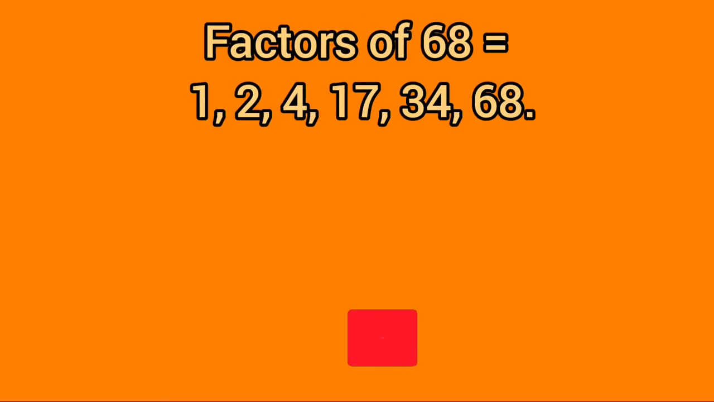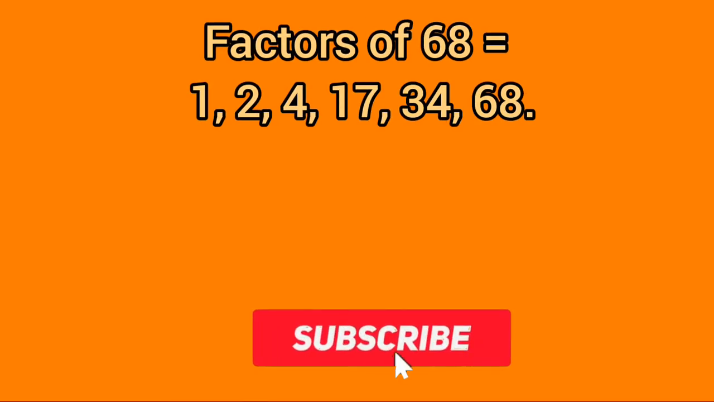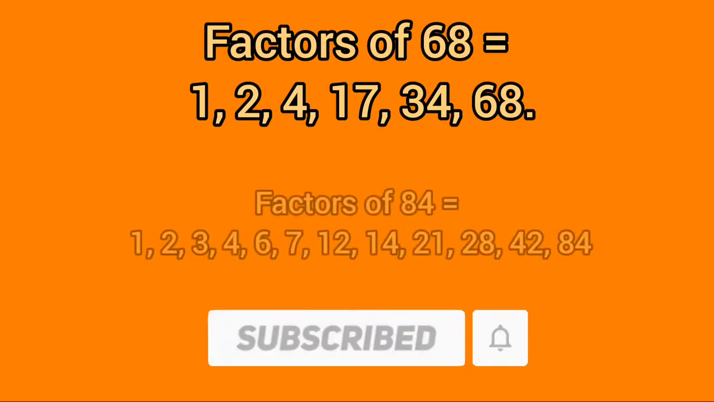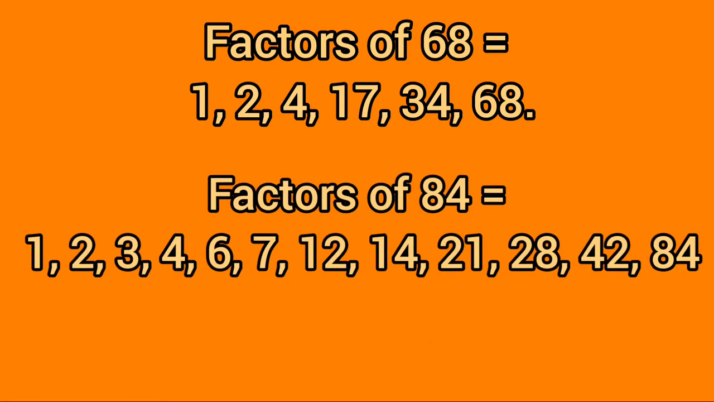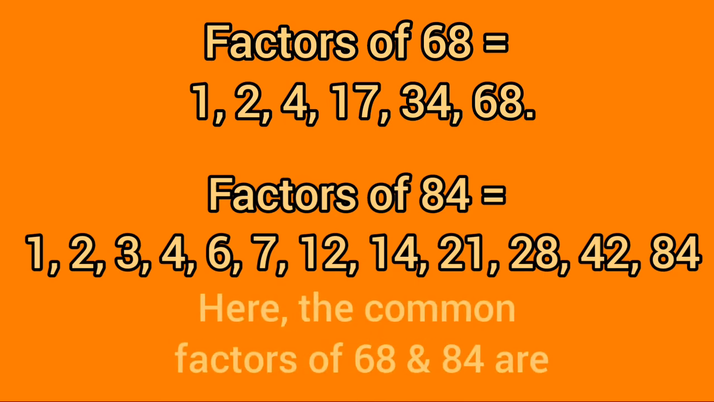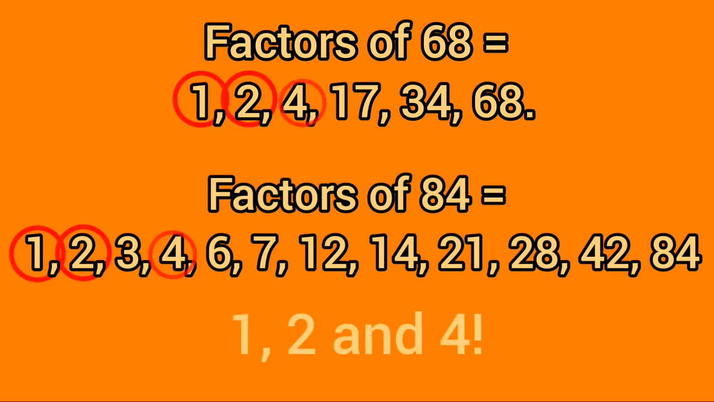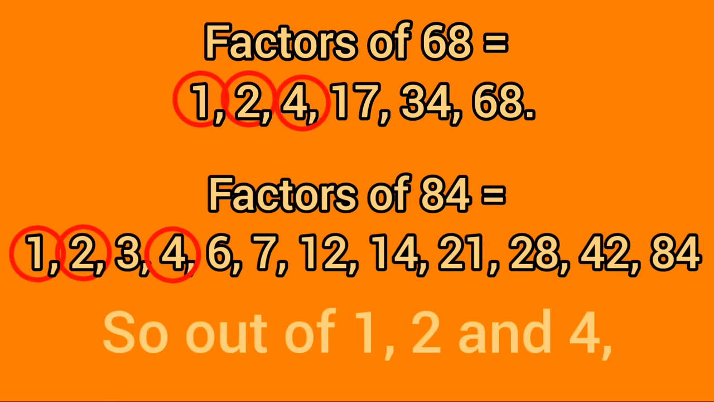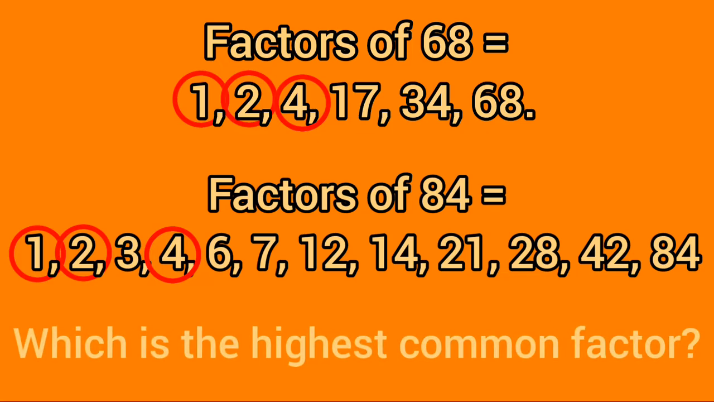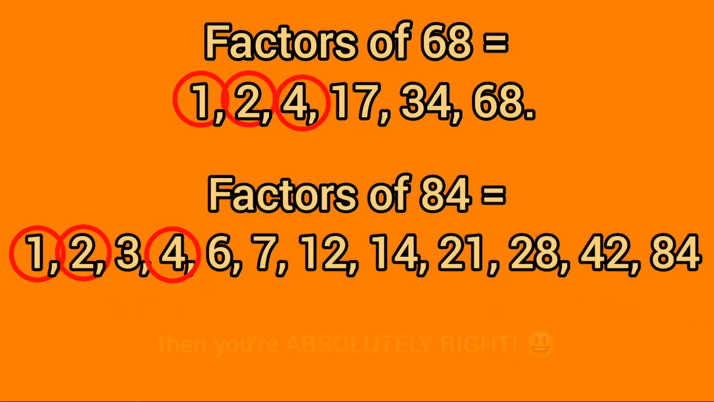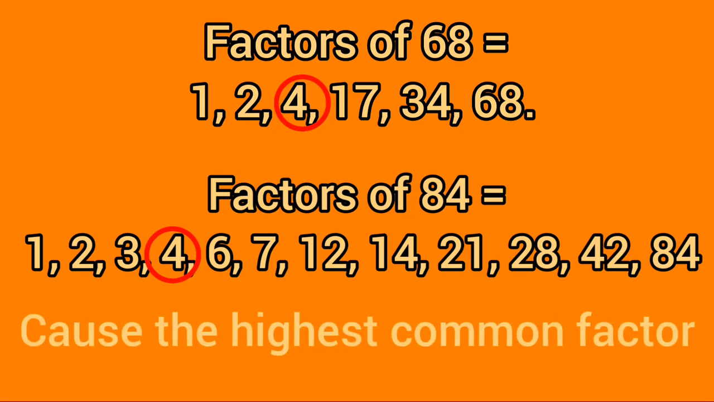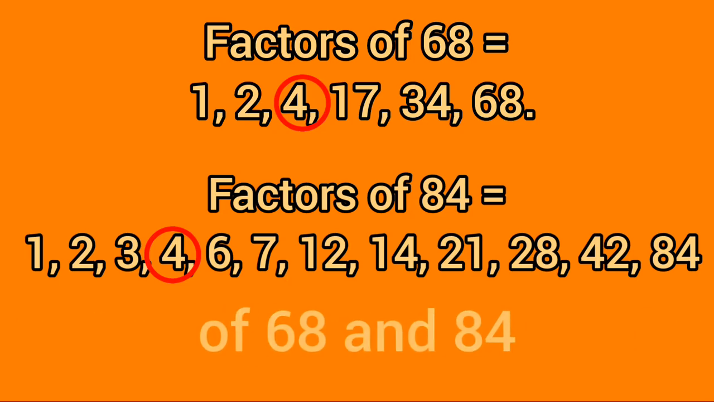Okay, so factors for 68 are 1, 2, 4, 17, 34 and 68. Factors for 84 are 1, 2, 3, 4, 6, 7, 12, 14, 21, 28, 42 and 84. Here the common factors of 68 and 84 are 1, 2 and 4. So out of 1, 2 and 4, what is the highest common factor? If you answered 4, then you are absolutely right, because the highest common factor of 68 and 84 is 4.